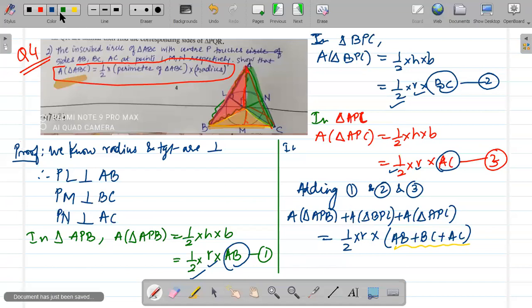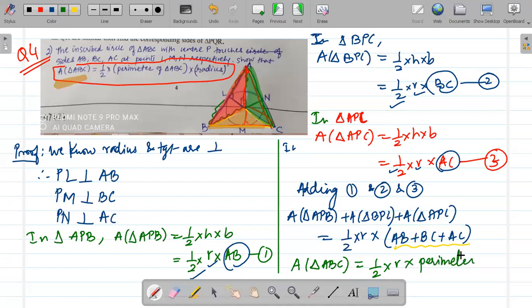And what about the left hand side? If you see the sum of areas of three partitions, that is equal to area of the entire triangle, that gives us area of triangle ABC is equals to half times radius times the perimeter, right? Sum of these three sides, that's the perimeter, and that completes the proof. A very nice and interesting proof, just by using the radius tangent theorem and the area of triangle formula, half times height times base. Okay, let's move on to next question.